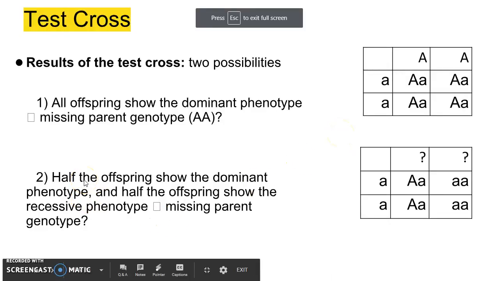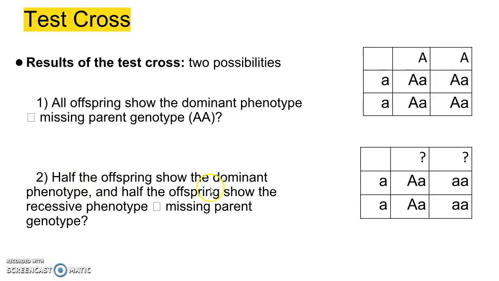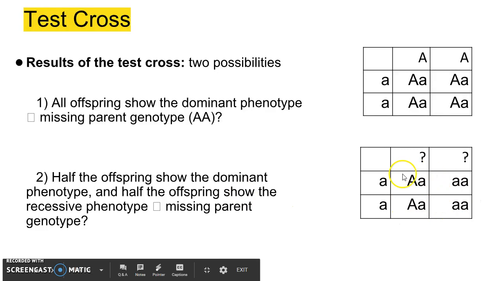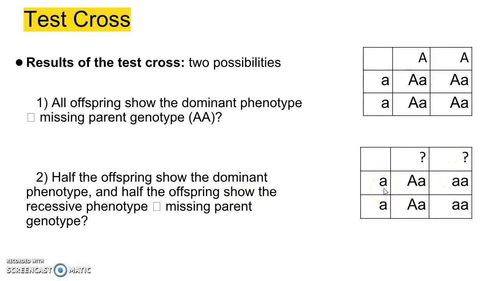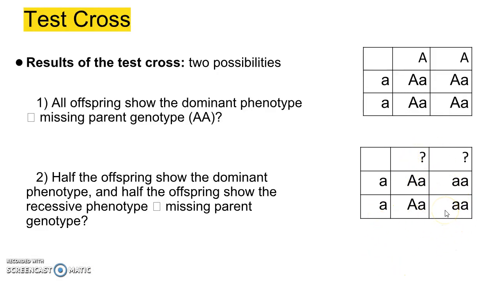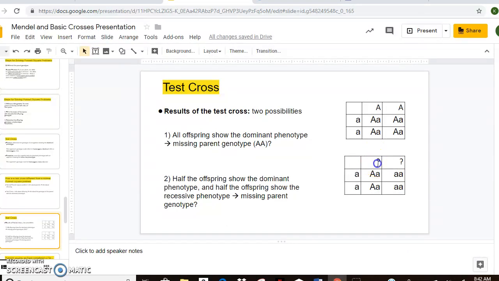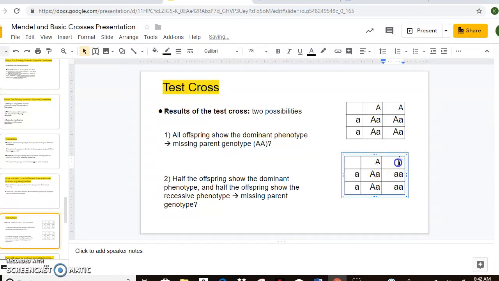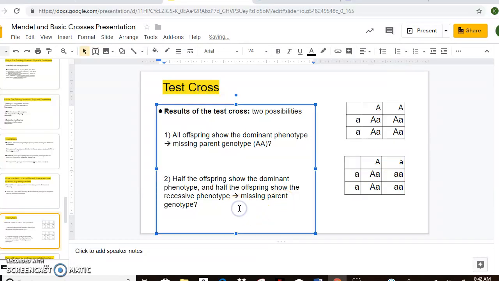Alternately, the results of your test cross could be that half of your offspring show the dominant phenotype and half of them show the recessive phenotype. We could see this in our Punnett square that we're working backwards from here. We know one of our parents, again, is little a, little a, and we could have half the offspring show the recessive phenotype and half show the dominant phenotype if they have these combinations of alleles. That would only happen if our dominant parent was heterozygous, big A, little a. So the missing parent genotype in that case is big A, little a.